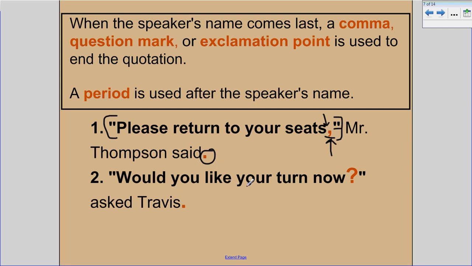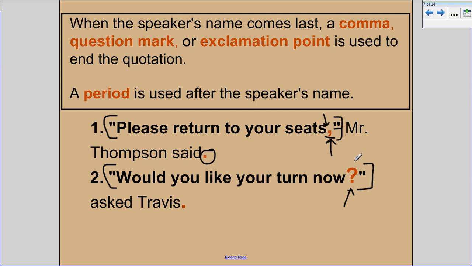"Would you like your turn now?" asked Travis. Here, this is the direct quote that Travis says, so I know that goes in quotation marks. Now you're going to notice something different. In the first example, we used a comma, but here we're using a question mark. The reason that we're using a question mark instead of a comma is because Travis is asking a question.